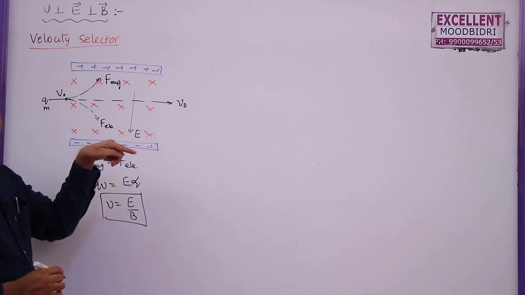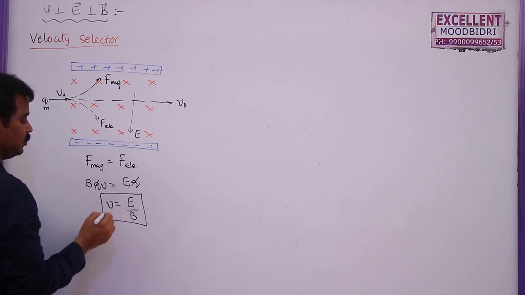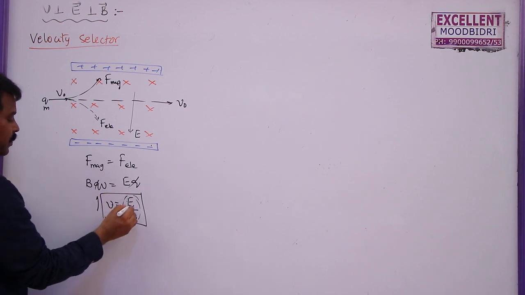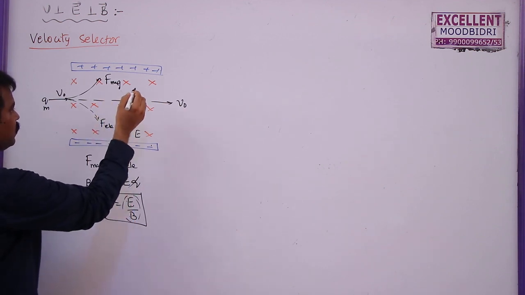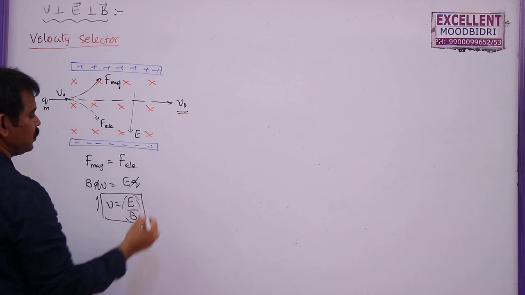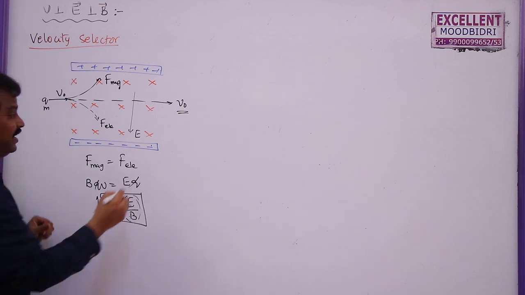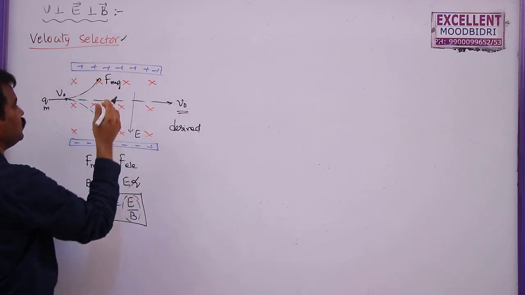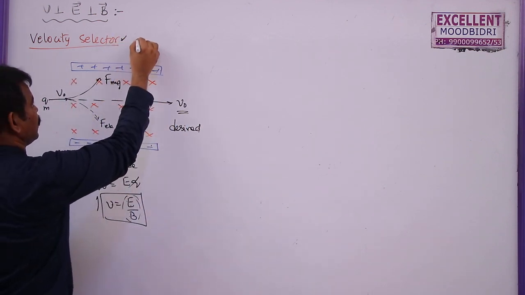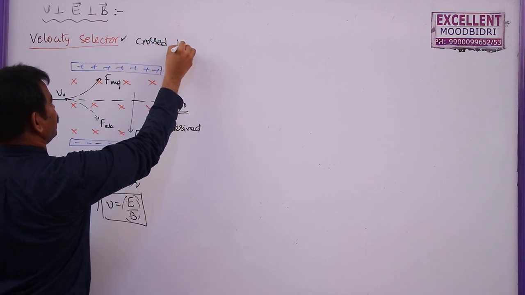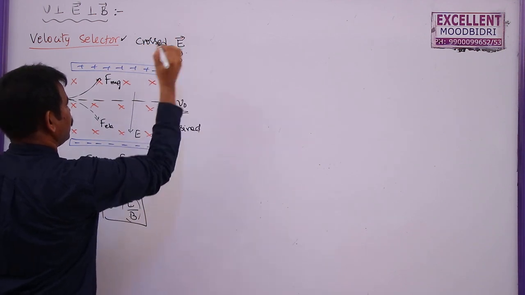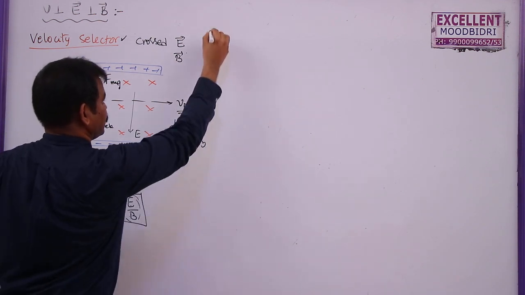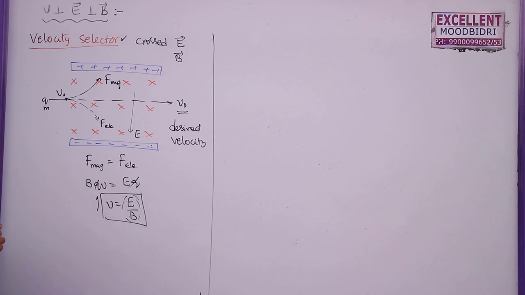So if you want to change the velocity, by adjusting the strength of the magnetic field or the electric field, that is, by changing this ratio, we can get charged particles of the desired or required velocity. So the velocity selector is a device which uses crossed electric and magnetic fields. Here we will get charged particles of the desired velocity. This is the first application of this principle.